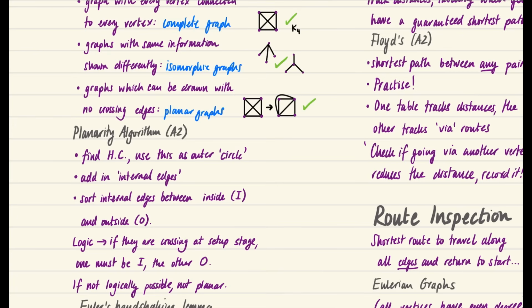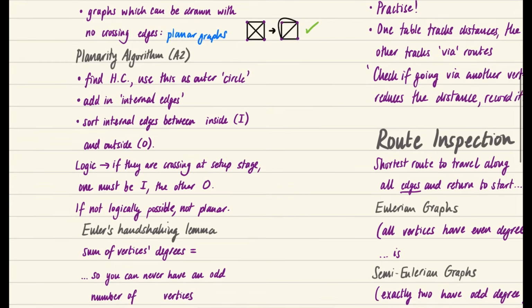And the whole point of the planarity algorithm is to sort your internal edges, these ones here, between ones that will remain inside and ones that will move to the outside. Now, the logic of this is that if they are crossing at the setup stage, one of them must be remaining inside and the other one will need to shift outside. So if you pick one that's in the inside and it's crossing two other lines, those two other edges are going to have to be labeled and go to the outside. You'll go through a kind of logic with this, and if it's not logically possible, it is not planar. It cannot be drawn as a planar graph.